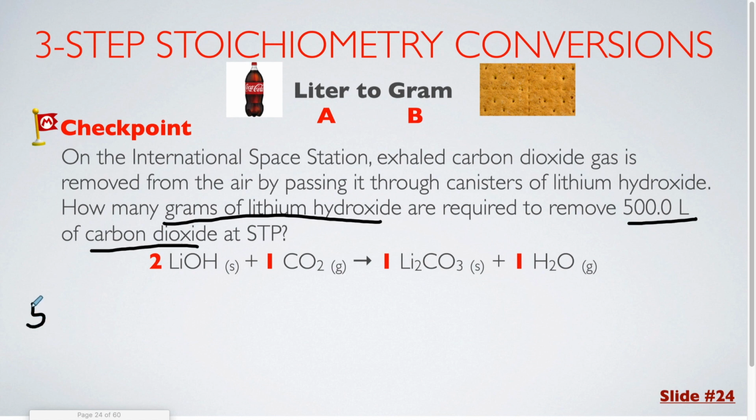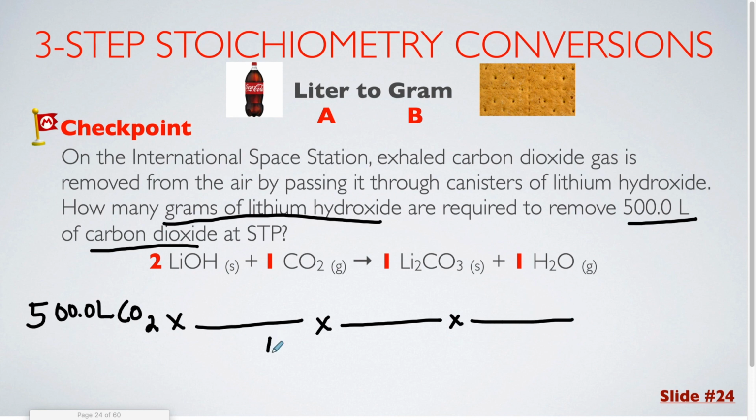So I'm going to start by writing out my 500.0 liters of carbon dioxide. Since I'm going from one side of the island to the other side of the island, I do know that it's going to be a 3-step conversion, so I could write all of that out now.